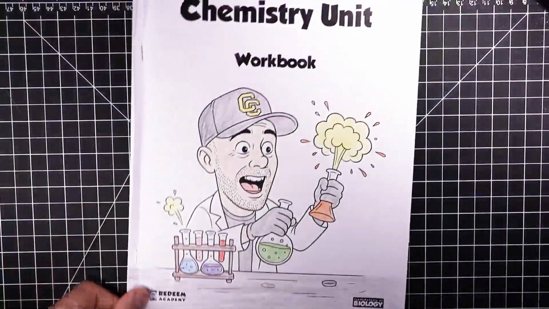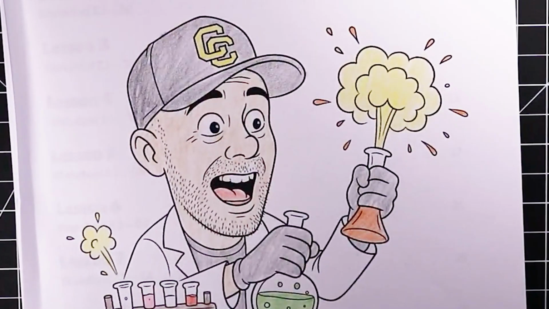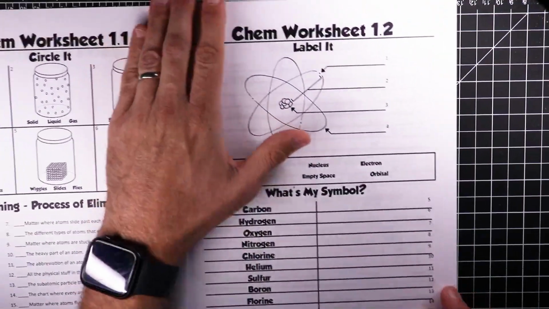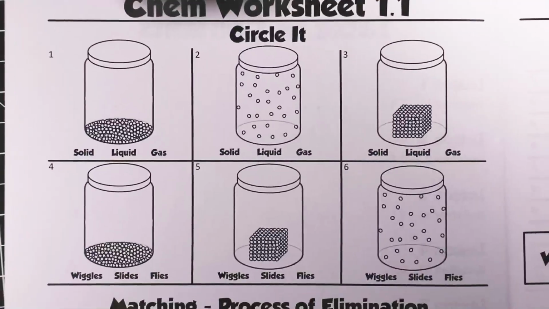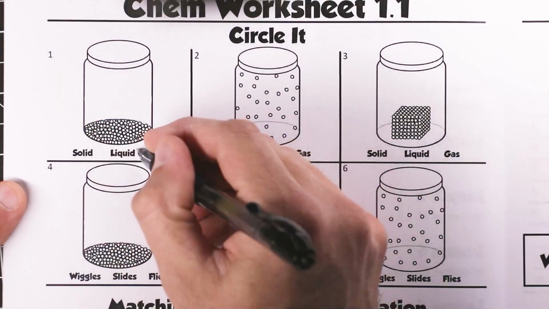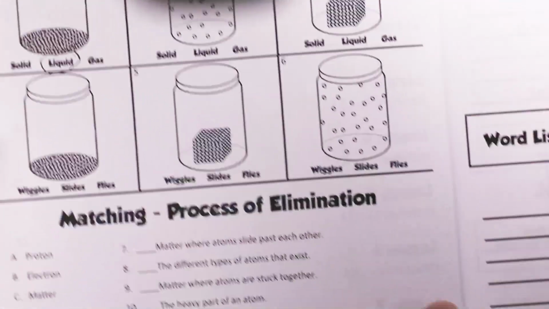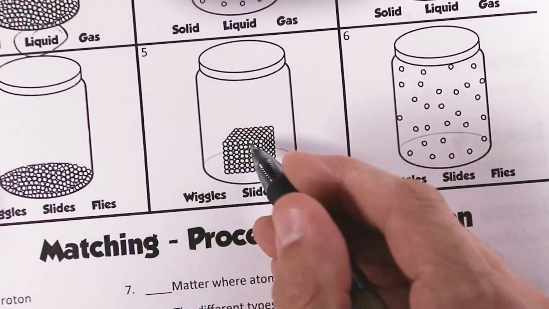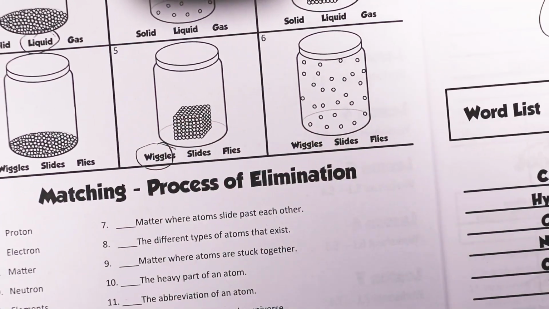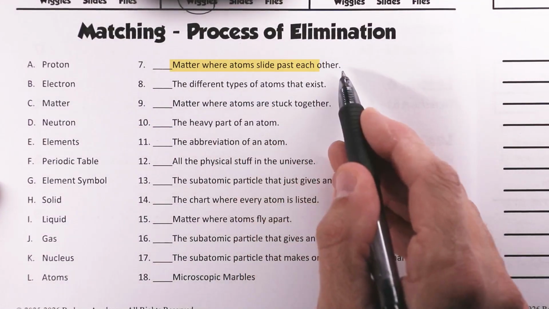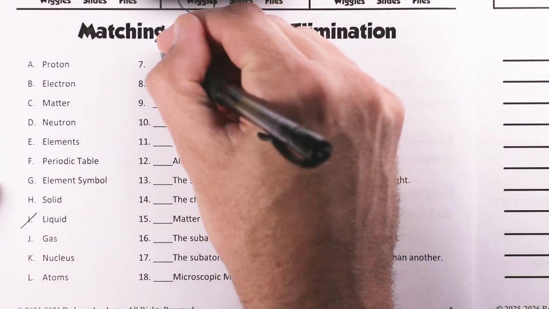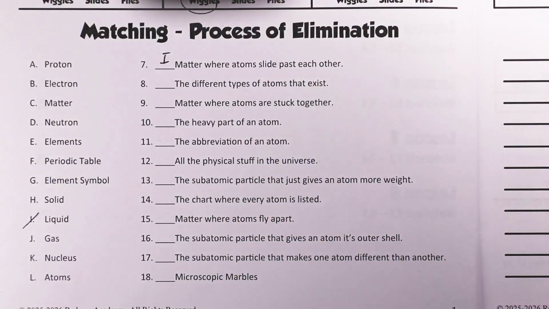All right, here's this bad boy with an extremely handsome science teacher on the cover. Here we go, 1.1. Circle it, pretty straightforward here. This is a liquid, and over here, what are these particles doing? They wiggle. Matter where atoms slide past each other, that is a liquid. Nothing surprising for you to see here.